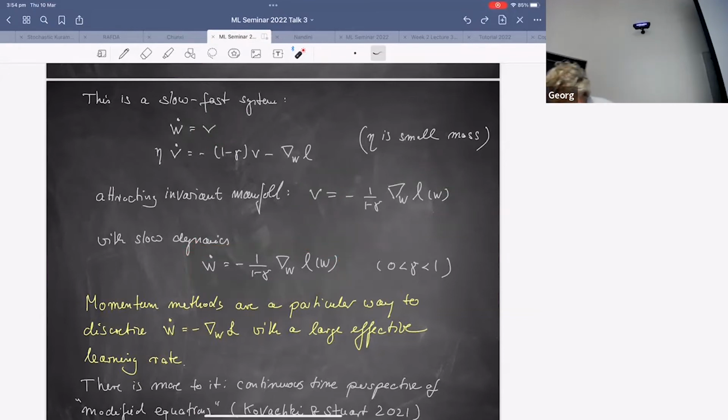So if you just ignore this here, that's our standard gradient descent, right? And if eta again is a time step, we do a first order discretization, then we are in standard gradient descent. But look at what's happening here. Gamma is between 0 and 1. So this factor is larger than 1. So we have, in effect, a larger learning rate. Okay. So these momentum methods are just one way of getting an effectively larger learning rate. So you learn quicker, okay? They converge quicker.